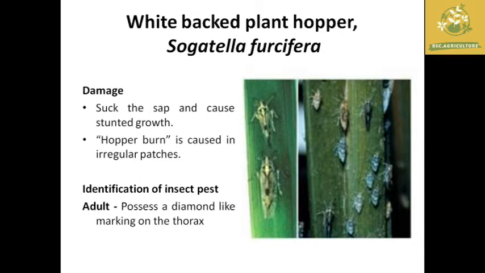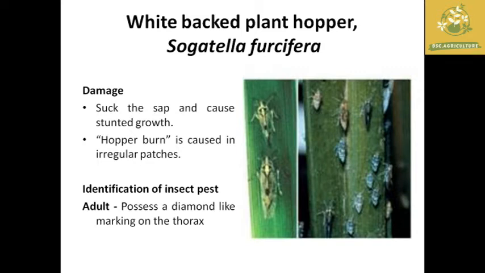And the next one is the white-backed plant hopper. The scientific name is Sogatella furcifera. These insects suck the sap and cause stunted growth in the plants, as in BPH, and they also cause hopper burn. But BPH causes hopper burn in circular patches, whereas the white-backed plant hopper causes irregular patches. So we can identify the difference between BPH as well as WBPH.